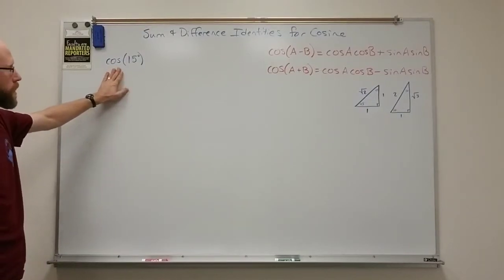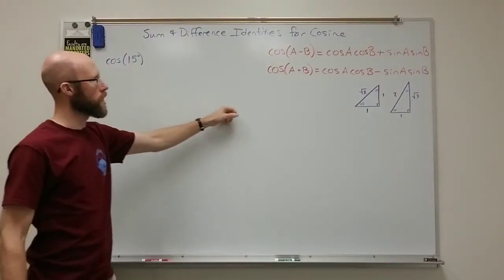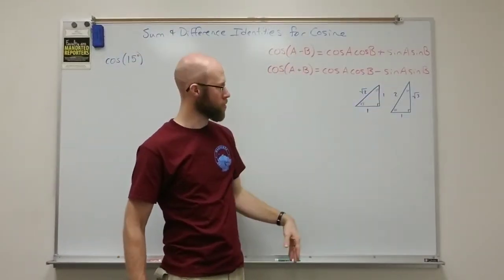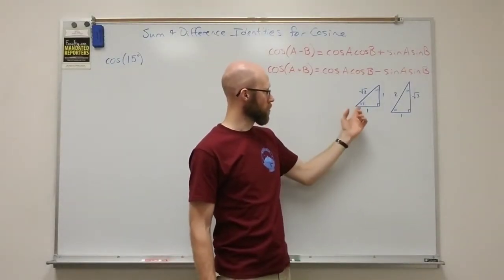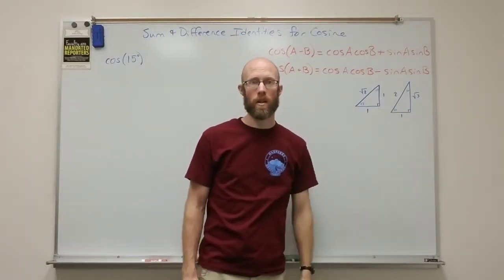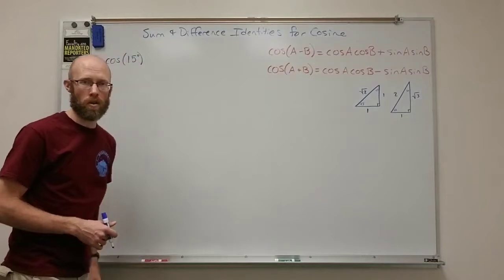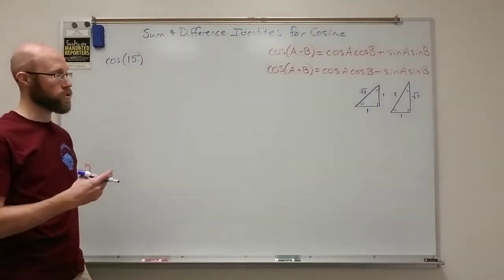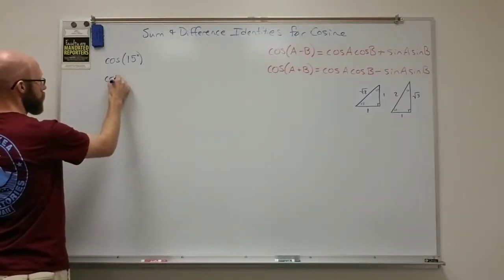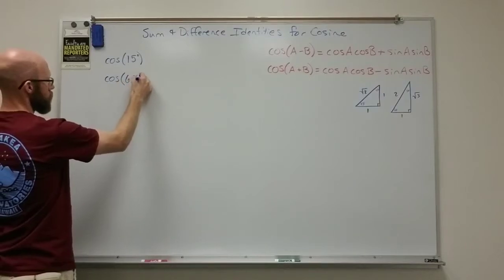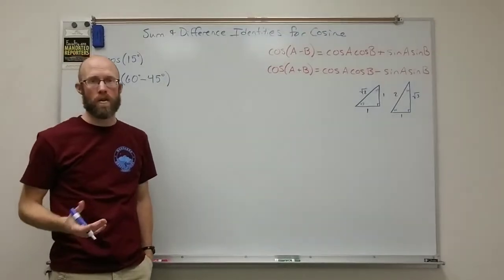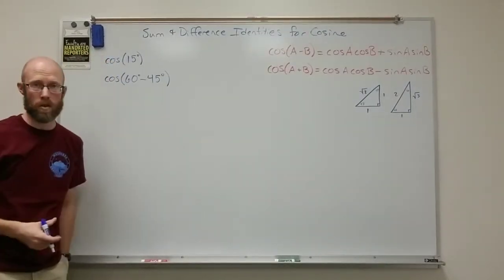So first of all, cosine of 15. Well, 15 degrees can be written as the difference of two of these angles that we know. You could think of it as 60 minus 45, for instance, or you could do 45 minus 30. Either one, you get 15 degrees. I'll do 60 minus 45 for this example, but it doesn't matter which you choose, you get the same answer. So I'm going to write this cosine 15 as the cosine of 60 degrees minus 45 degrees. Again, 60 minus 45 equals 15, so these are equivalent to each other.